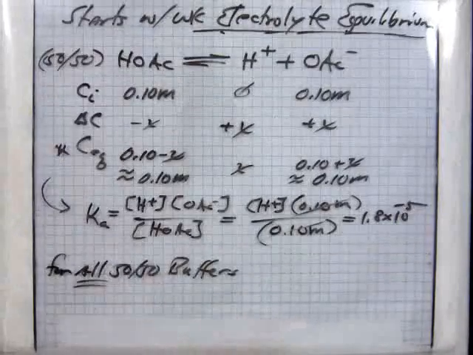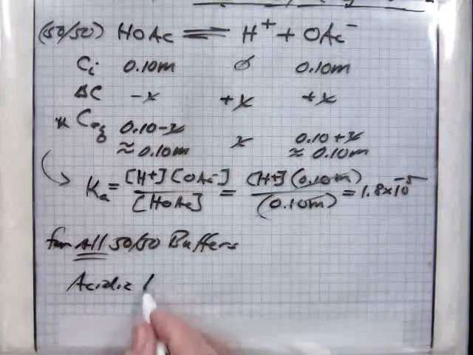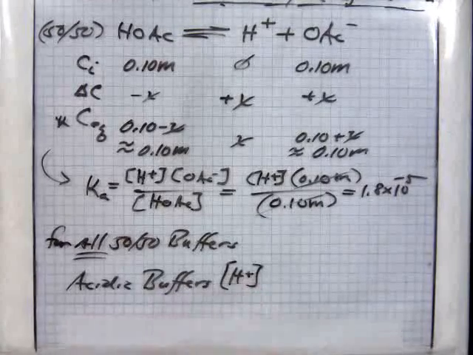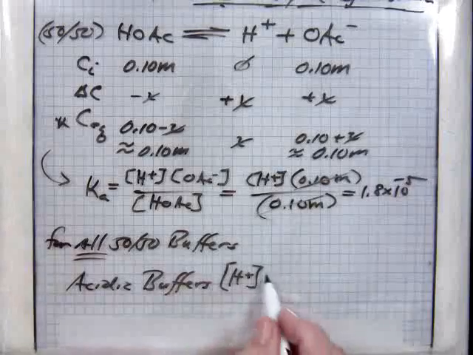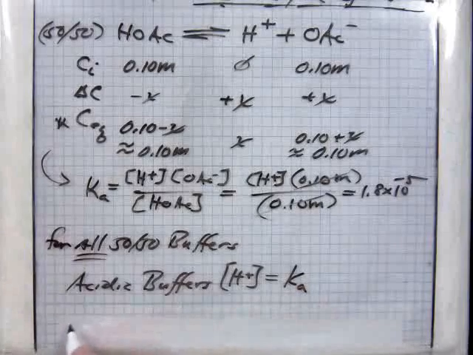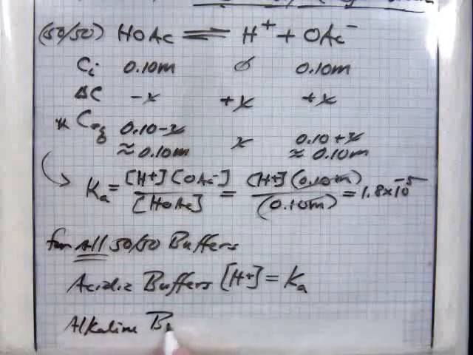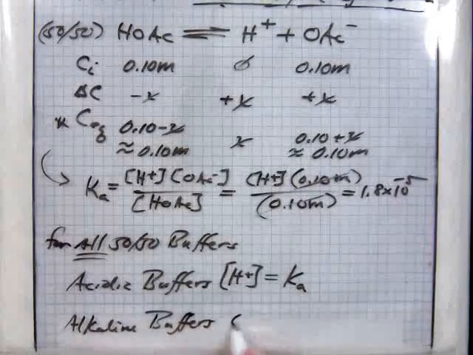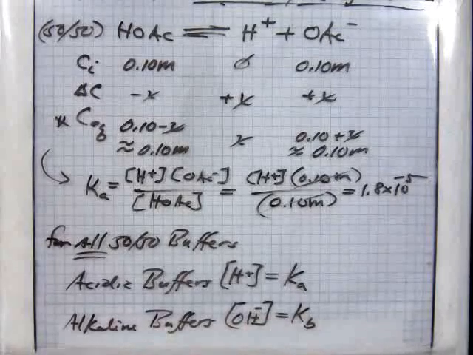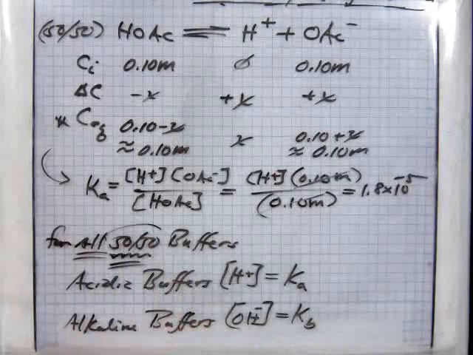Let me move it up here like this. Acidic buffers, of course, we're looking for the hydronium ion concentration always equals the Ka value. For alkaline buffers, of course, the hydroxide ion concentration would be Kb. Now, this is for a 50-50 buffer.